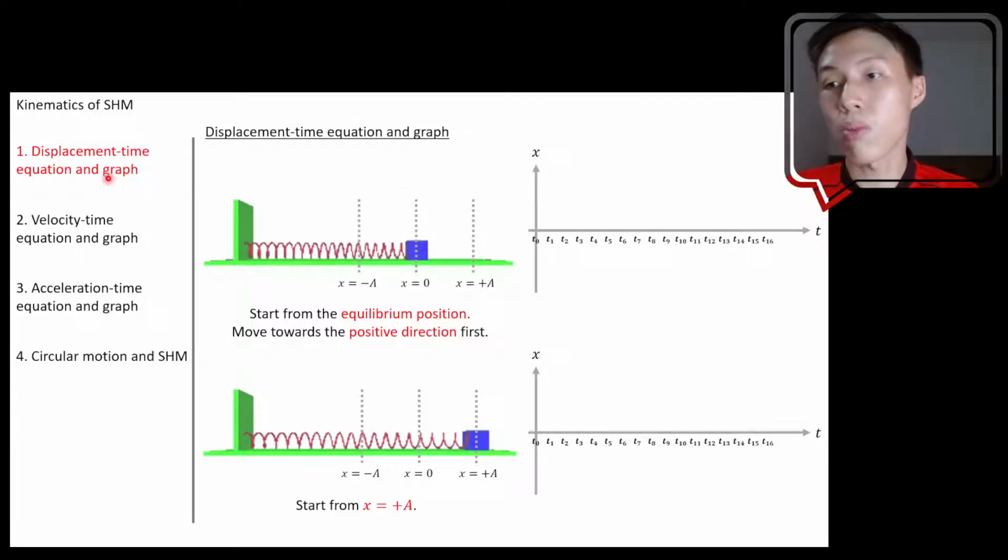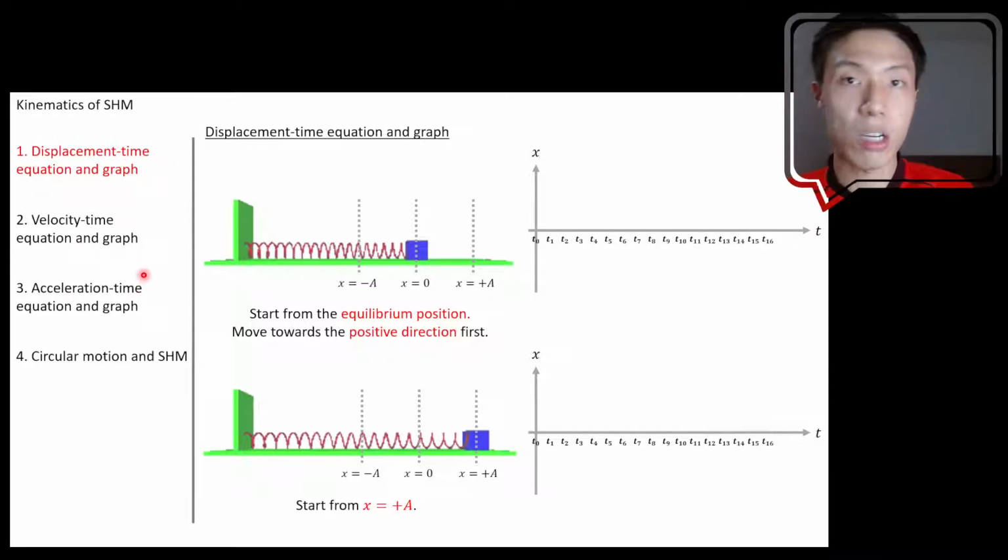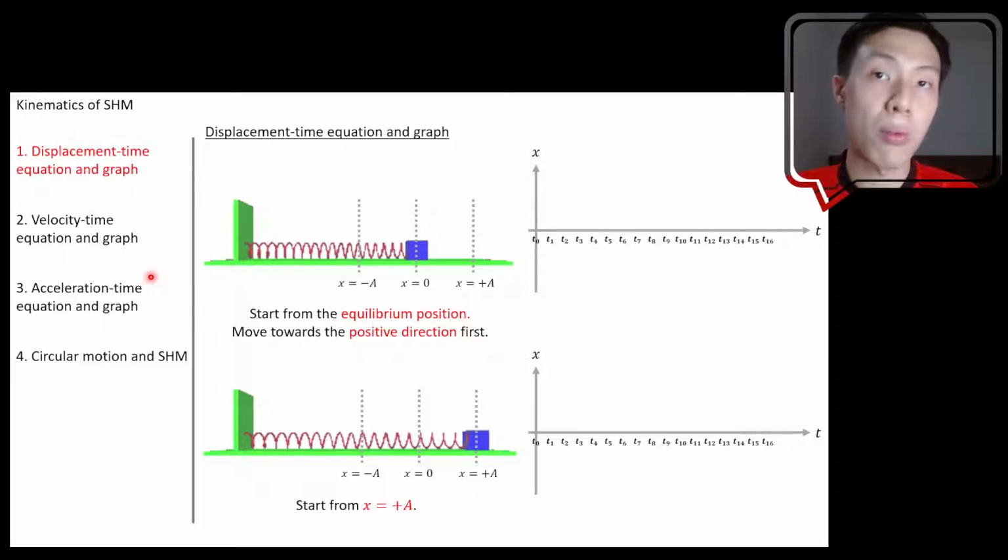So in this subtopic, we'll be discussing how to relate displacement and time, velocity and time, and acceleration and time. This is similar to what you do in your chapter 2 on kinematics of linear motion. But now this is for simple harmonic motion.